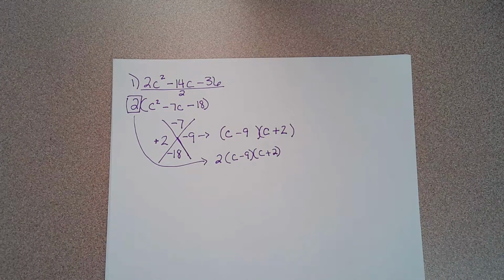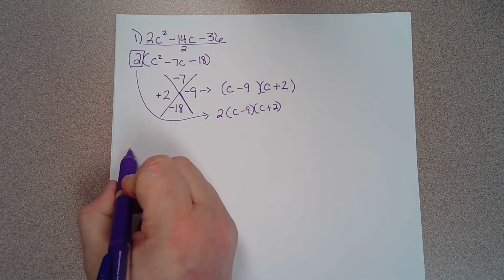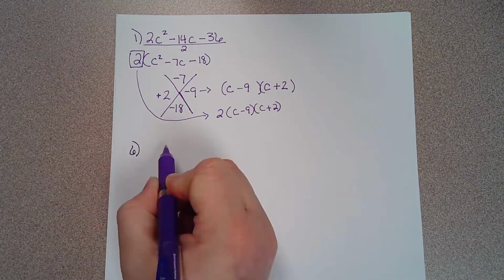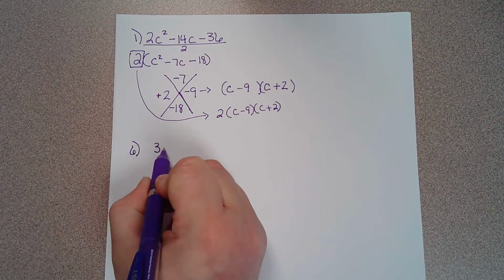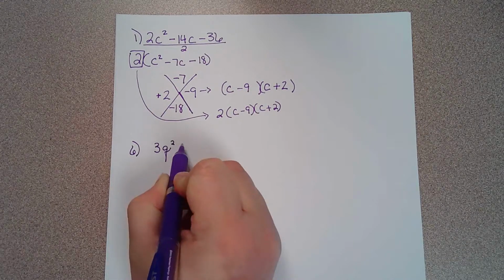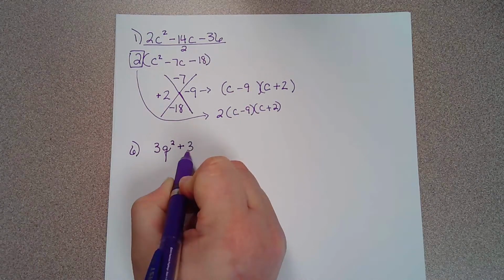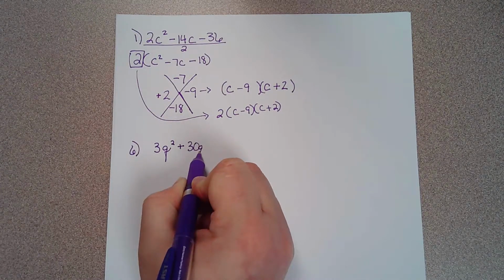Okay, let's work out another problem, and then we will move into the little bit bigger problems. So I'm going to skip now to number 6 because I want something with multiples of another type of number. And these are q's, by the way. So it's 3q squared plus 30q plus 27.